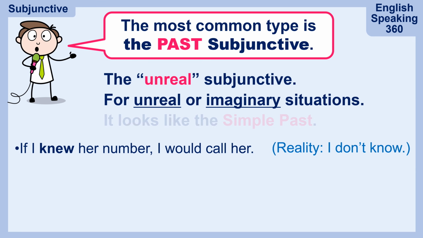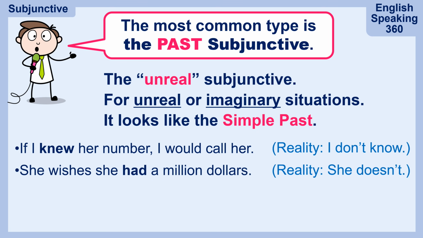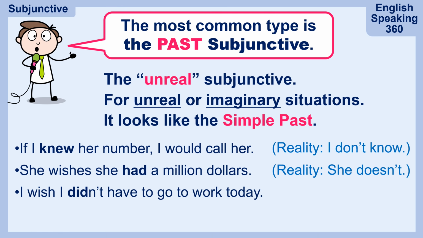And you may notice here, it looks like the simple past, but it is not the simple past. It is the subjunctive. She wishes she had $1 million, but in reality, she doesn't have $1 million. It is just an imaginary situation. I wish I didn't have to go to work today. But in reality, I do have to go to work today, and that is very, very sad. But I wish I didn't have to. I imagine myself not having to go to work today.